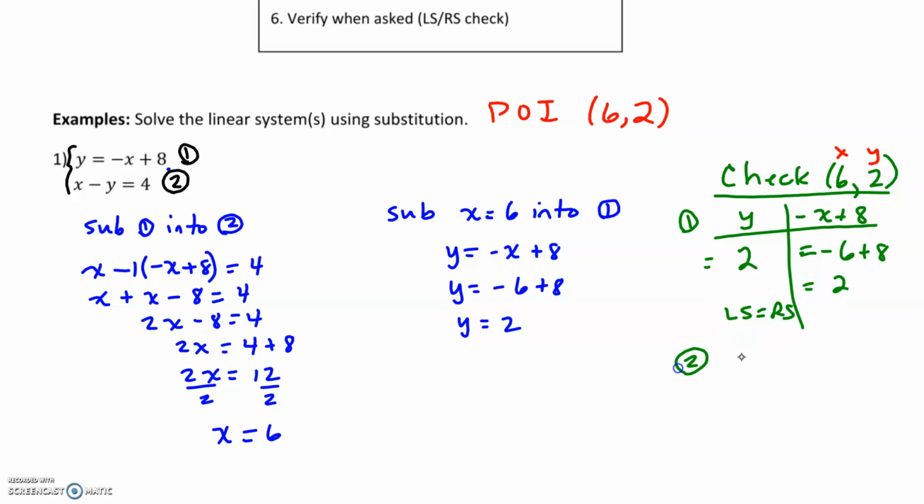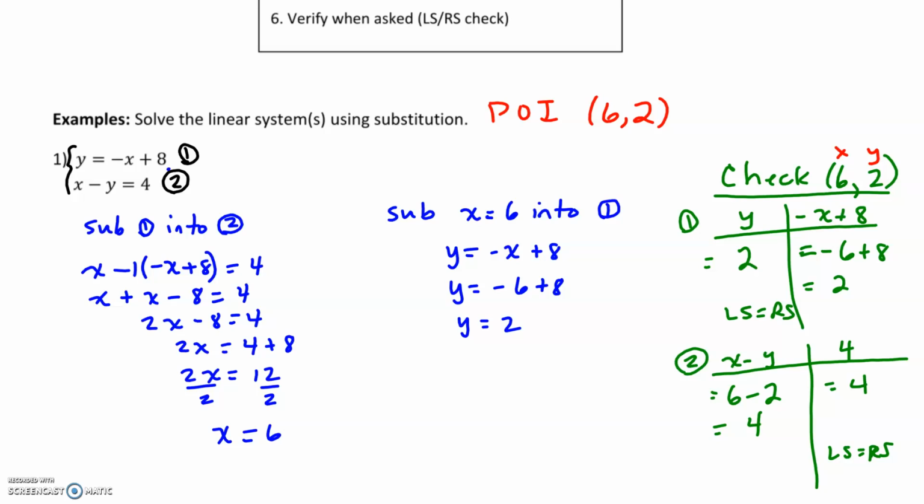Okay, now let's check in equation 2. In equation 2, my left side is x minus y, my right side is 4. So x is 6 minus y is 2, and I get 4. On my other side I also have 4, so I have left side equals right side.